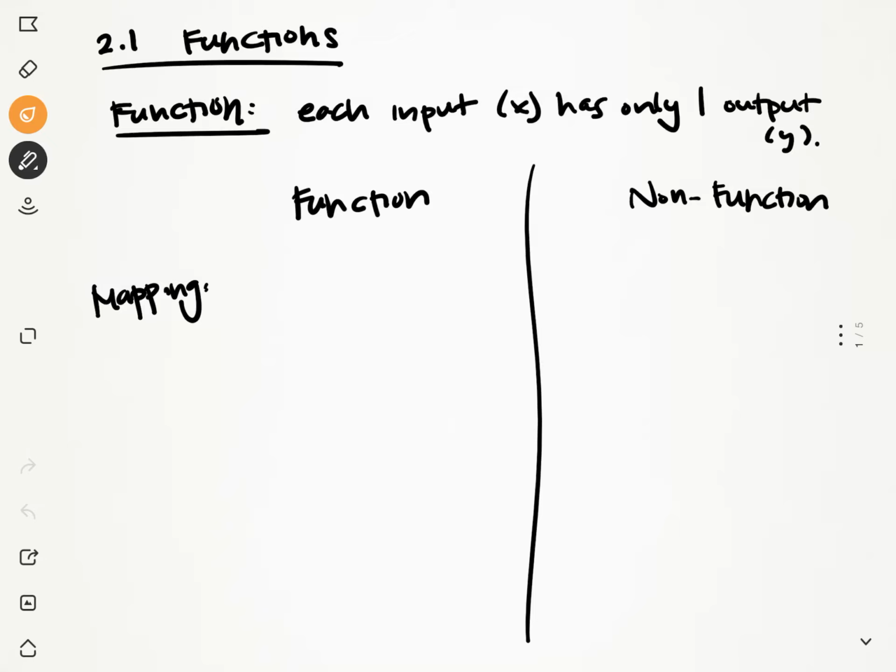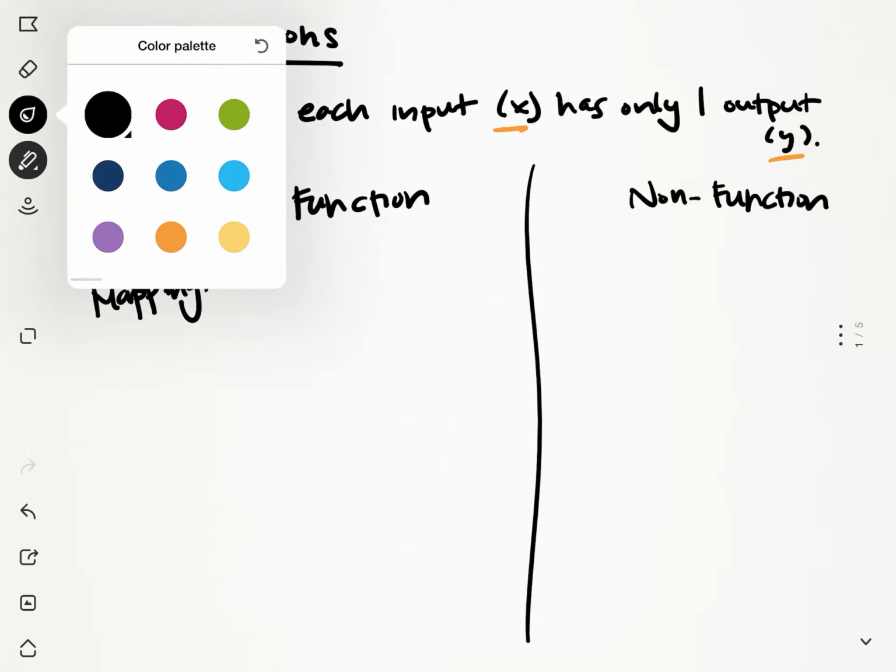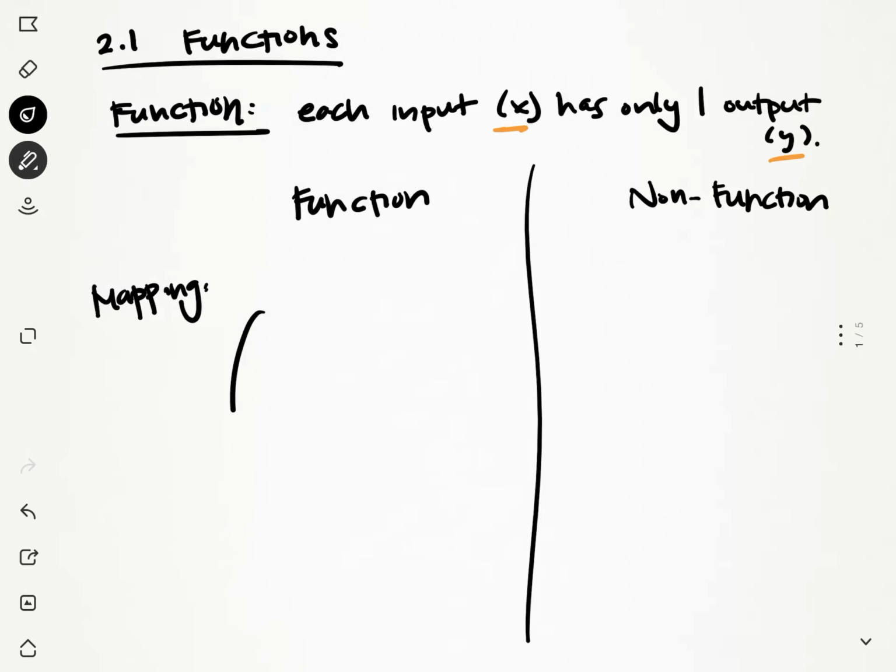So the whole idea about a function is each input, which is your x values, has only one output, your y values. We're going to be looking at functions and non-functions using different types of parts of mathematics. So one way we could be looking at would be mapping. Now, mapping may or may not be familiar to you, but what it does is it has an input and an output.